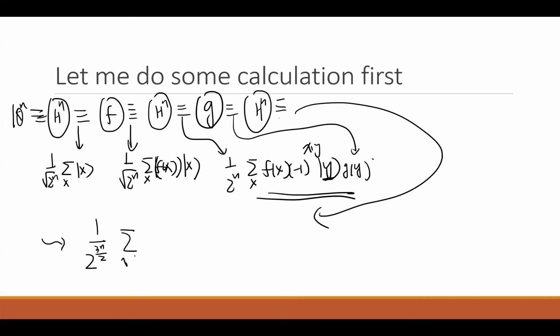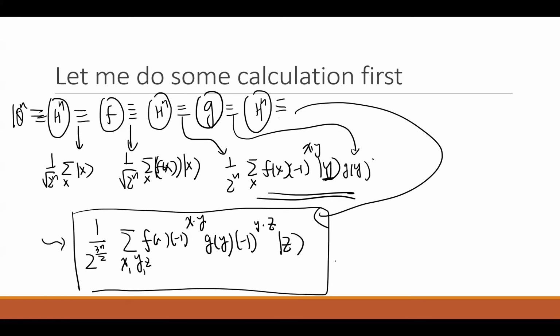x, y, f(x), (-1)^(x·y), and g(y), and also z, right? There is an extra z here, (-1)^(y·z), |z⟩. Right, so this is the final state. Okay, it's the final state, right?